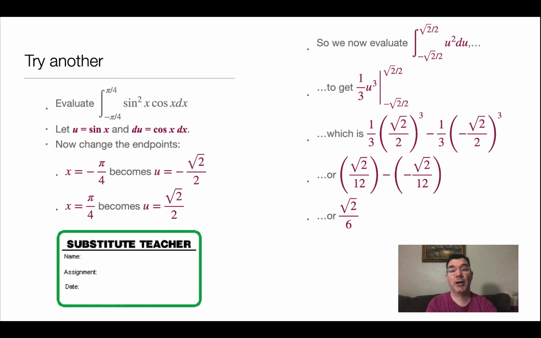It's a simple matter of just changing the endpoints to u values after you've done your u substitution, and then just finding the antiderivative without the need to change everything back in terms of x. Now, it's not wrong to change everything back in terms of x. This just saves you a step in the process.